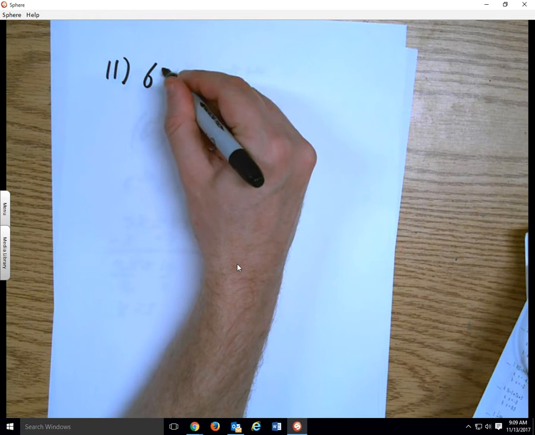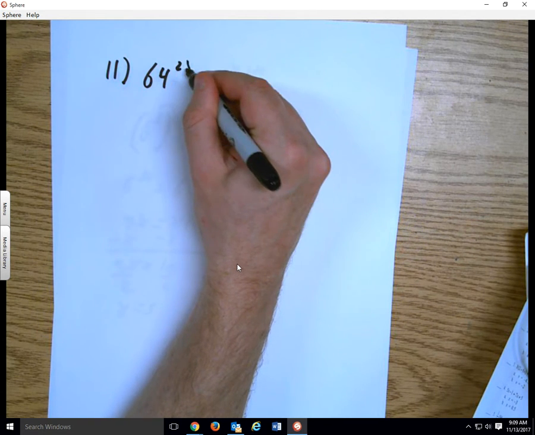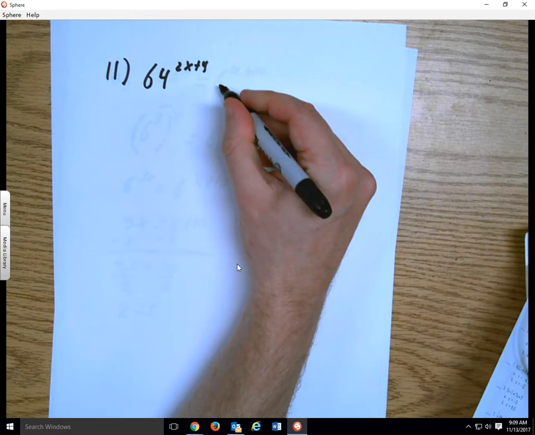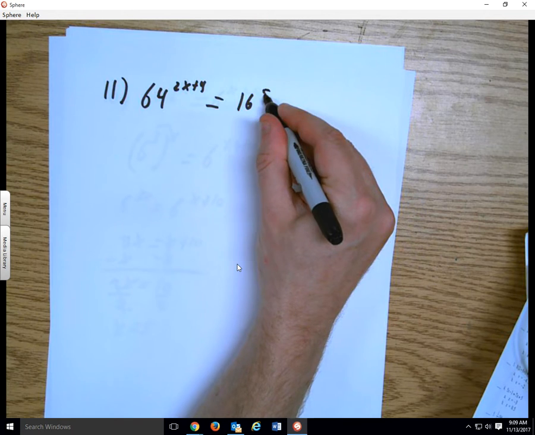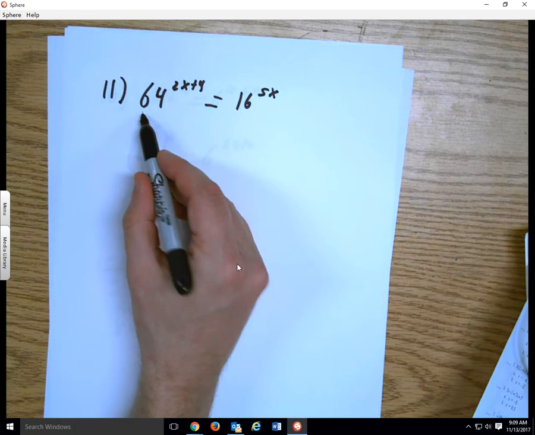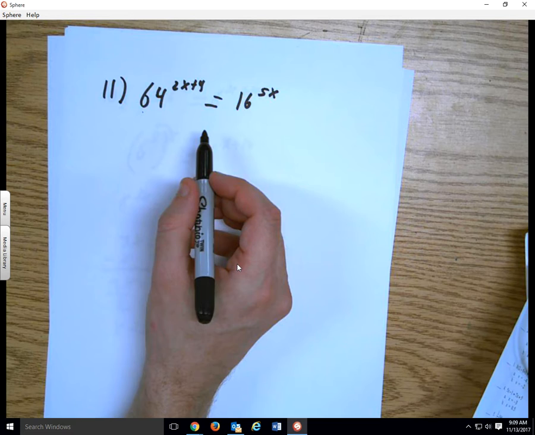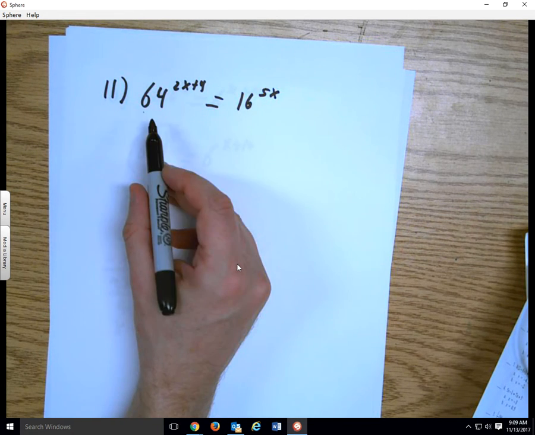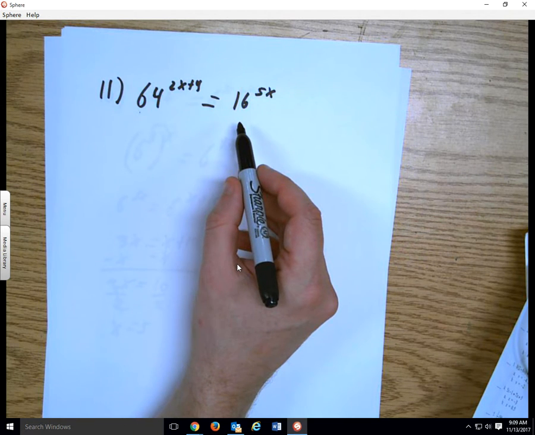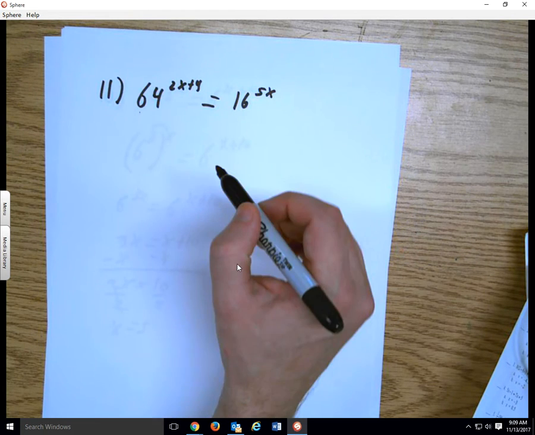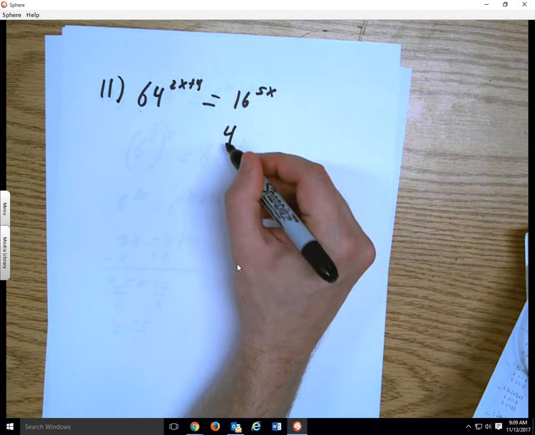We have 64 to the 2x plus 4 equaling 16 to the 5x. Okay, so remember, you have to have the same base number, right? So the temptation is to turn this 64 into a 16. That would be one temptation to do that. But there might be a smaller base number that you can use. So, for instance, 4 can go into both of these.